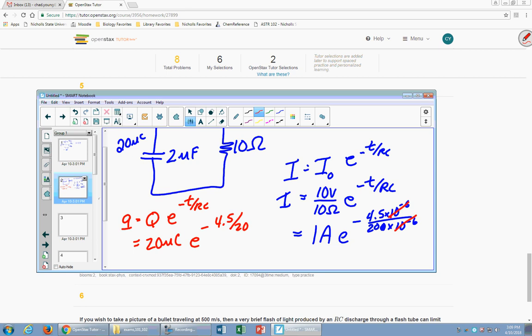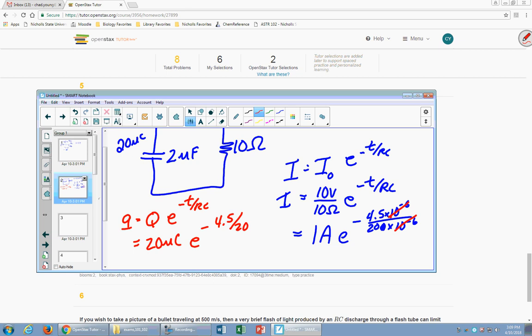So why would you do 4.5 and not 4.5 to the -6? I did it over here, but it canceled out because my time constant is 20 microseconds, and my time is 4.5 microseconds. So these two micros cancel out. They just divide out. Right.